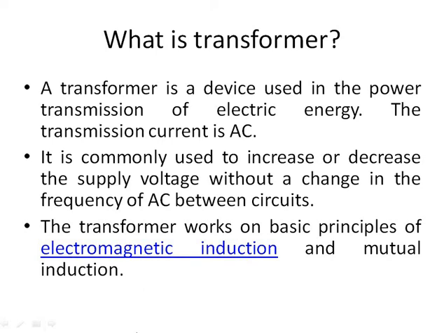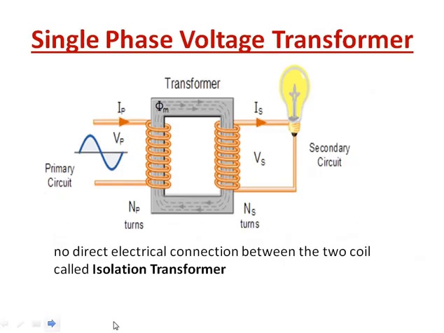So here a transformer is a device used in the power transmission of electric energy. The transmission of the current is alternating current. It is commonly used to raise or decrease the supply voltage without a change in the frequency of alternating current between the circuits. Transformers work on the basic principles of electromagnetic induction and mutual inductance.